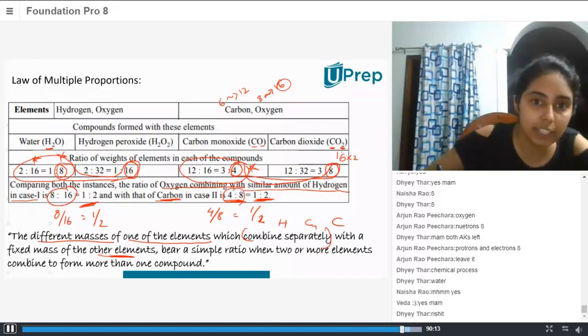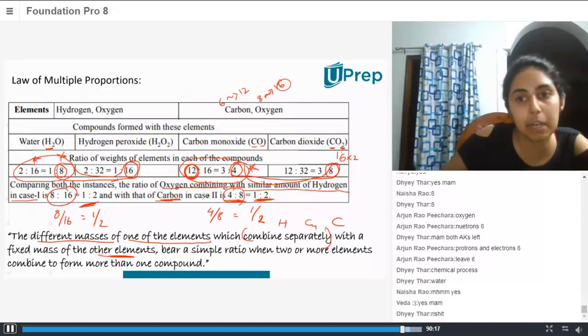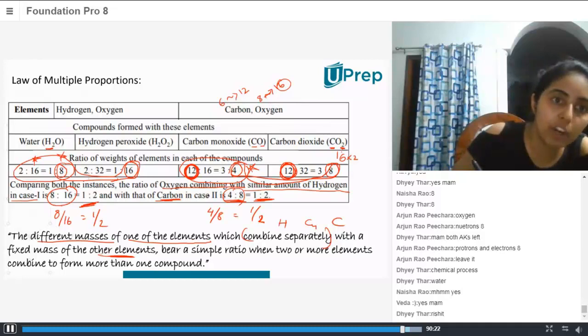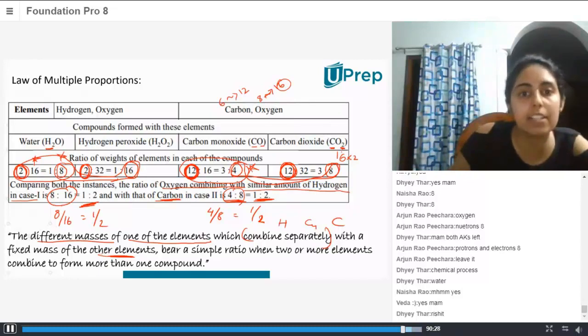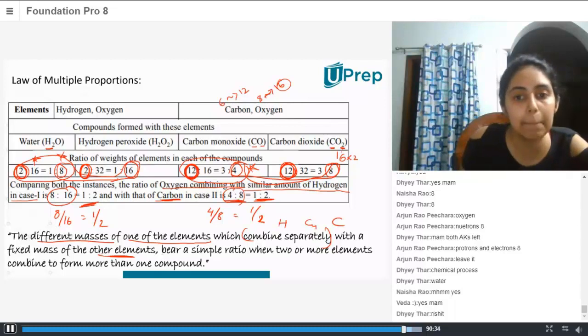So look over here. Over here, carbon is 12. This is a fixed mass. In both these compounds, the mass is fixed. Over here also in water and hydrogen peroxide, the mass is fixed. It's 2 hydrogens. Over here, carbon mass is fixed. It's 12. Okay. So with fixed mass of other elements bear a simple ratio when two or more elements combine to form more than one compound.